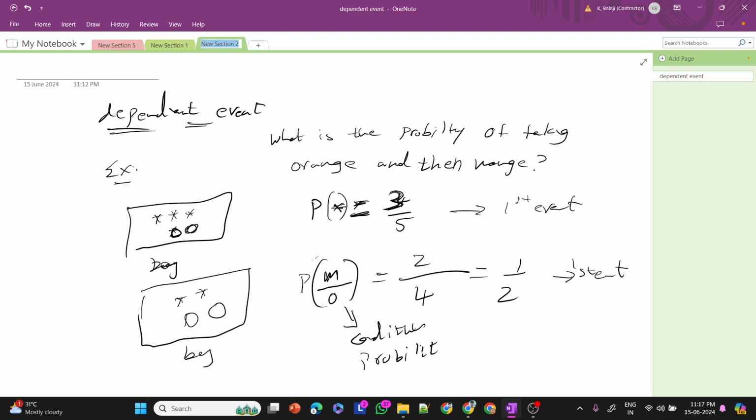That means one event is dependent on another event, or impacts the other event. One event impacts the other event. In this kind of scenario, conditional probability will be applied.